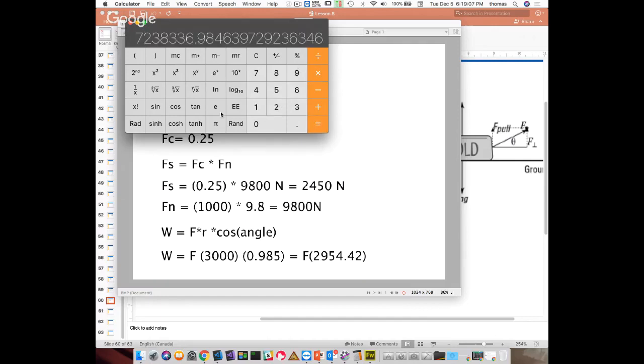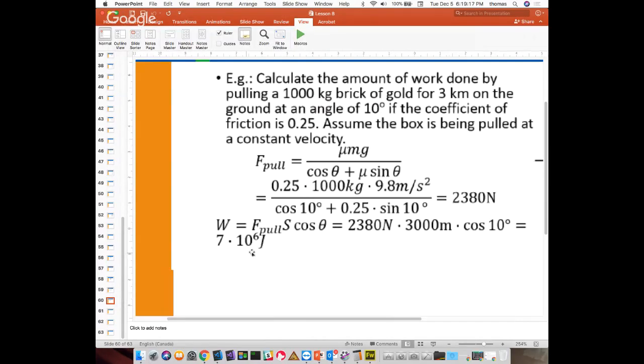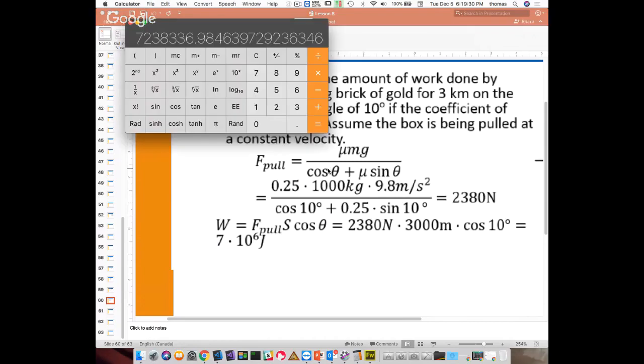2450, we got some big value, 7.2 times 10 to the 6, I think it is. I'm not sure if that's the right answer, but that's something like what we'd be getting. At some points, we just figured it out differently. We just move things around a little bit differently. I would figure it out my way, I wouldn't use this system here, but at the end of the day, it's right.